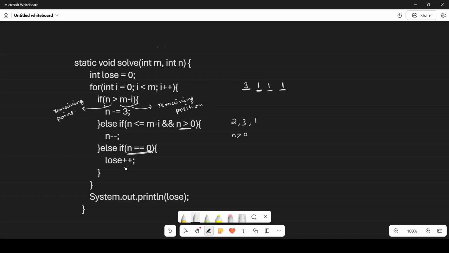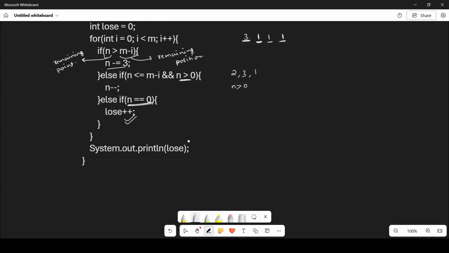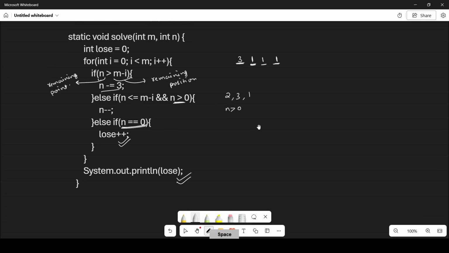So that's why you increment loss plus plus in that case if n is equal to 0, because you are continuously doing a subtraction, that is n minus equal to 3 and n minus minus, and at last it might be possible that n becomes 0. So if n becomes 0, then you simply do loss plus plus, while i is lesser than or equal to m. I hope you understand the code now, and simply print that loss variable as your answer.